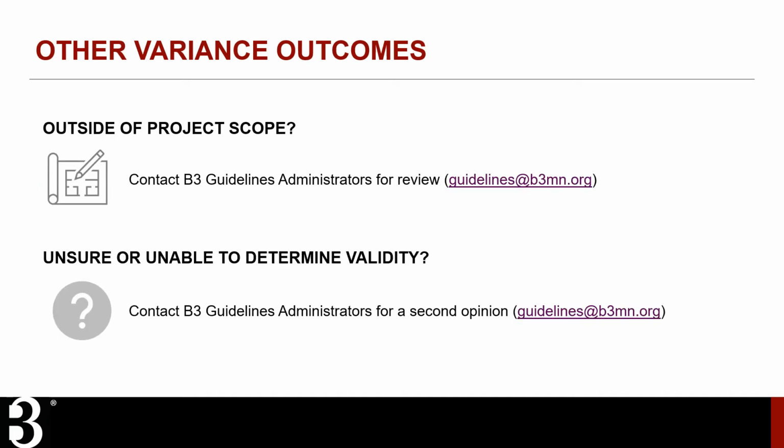If the variance was requested for a guideline outside of the project scope, such as a site-related guideline for an interior renovation project, then the B3 Guidelines administrator should be contacted to see if it can be handled outside of the variance process. Similarly, if the agency contact is unsure or unable to determine if a variance should be accepted, please also contact the B3 Guidelines administrators for a second opinion.